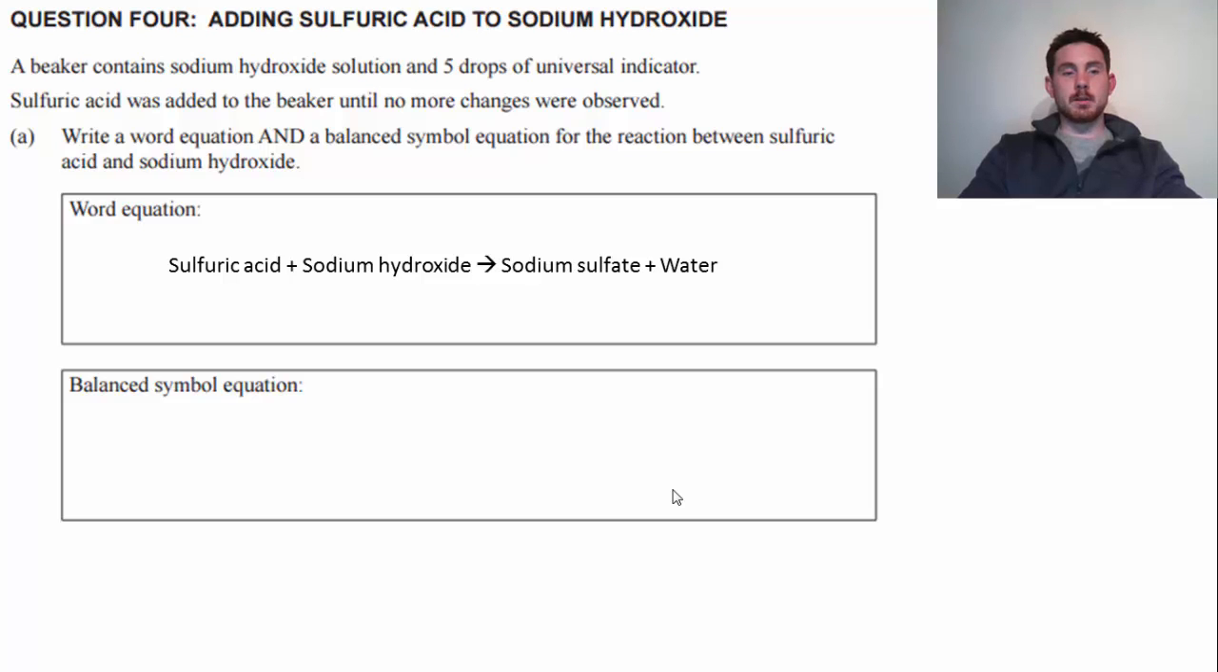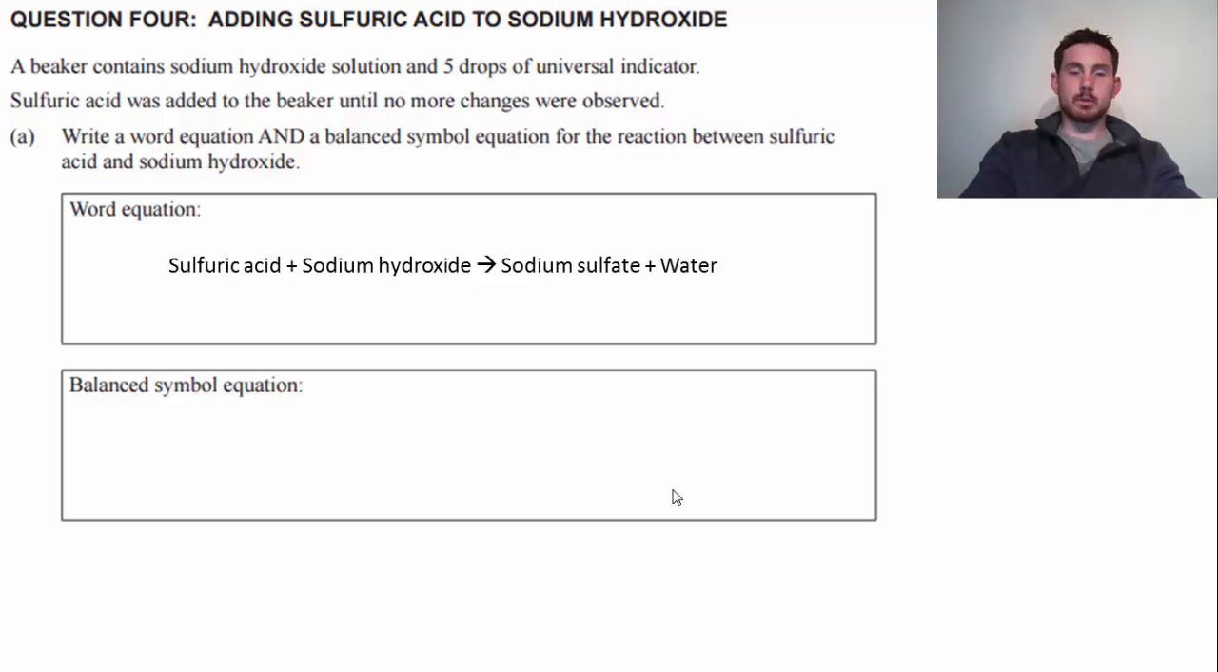But before we write the formulas, we'll just write the word equation: sulfuric acid plus sodium hydroxide, an arrow to the products, which are sodium sulfate and water. We would know that it's sodium sulfate because we take the metal from the alkali, so sodium, and sulfuric acid will always produce a sulfate.